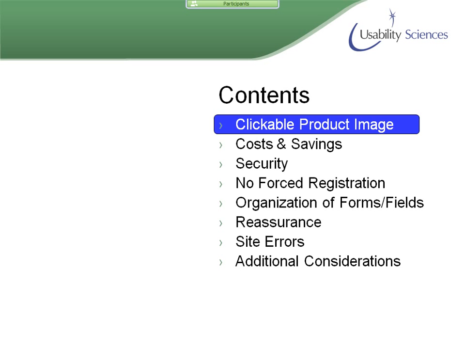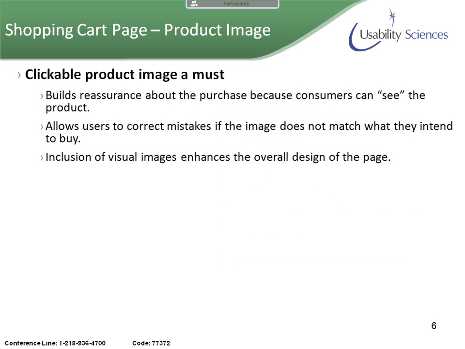All right, so with the first one, we're going to talk a little bit about the importance of having a clickable product image on the shopping cart page. We think that having a product image on your shopping cart page is very important, of course, and we think it also needs to be clickable. It just gives some comfort to the user to allow them to view that product and make sure that what they've added is the right one. What they've added is what they've been researching all along.